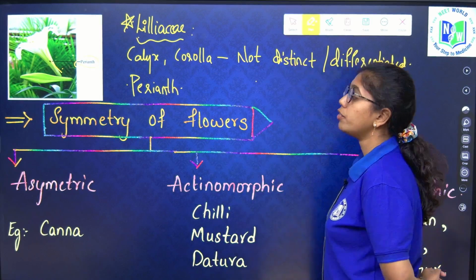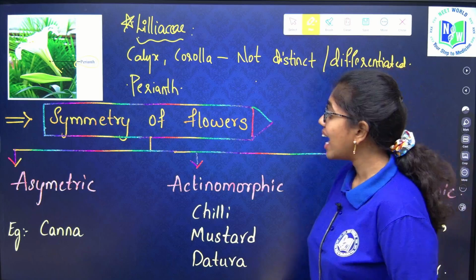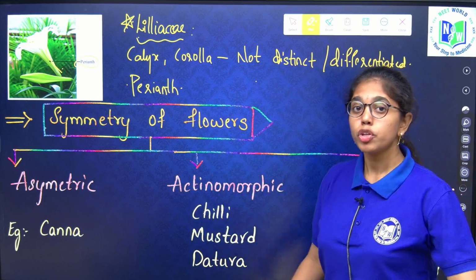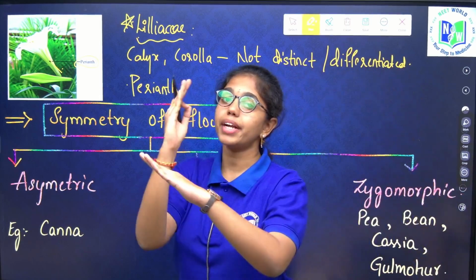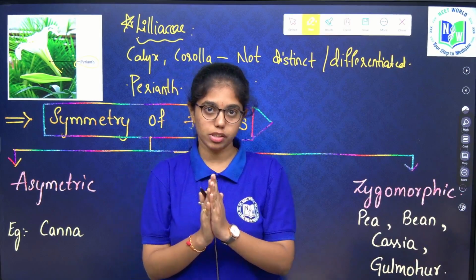Clear? Next, if you look into the symmetry of the flower, asymmetric, wherein through any plane you cannot divide the flower into two equal parts, okay.